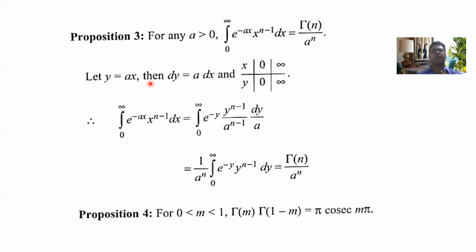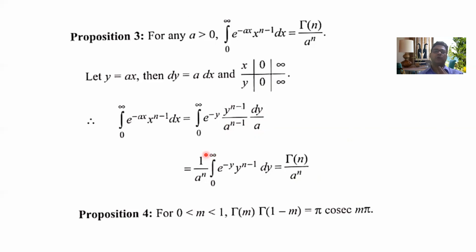Let y is equal to ax, then dy is equal to a dx. So when x tends to 0 and infinity, y tends to 0 and infinity. When x tends to 0, y tends to 0. When x tends to infinity, y tends to infinity. So the integral from 0 to infinity of e to the power minus ax, x to the power n minus 1 dx is equal to the integral from 0 to infinity of e to the power minus y, y to the power n minus 1, a to the power n minus 1 dy by a.